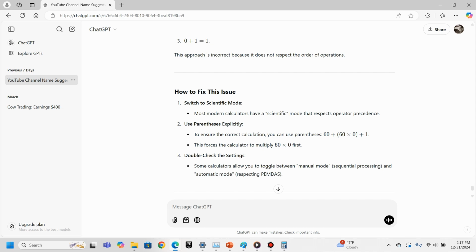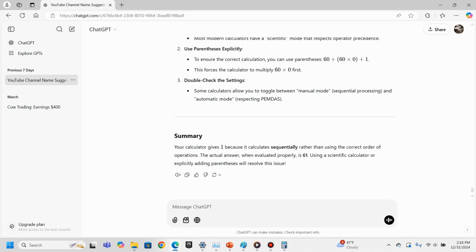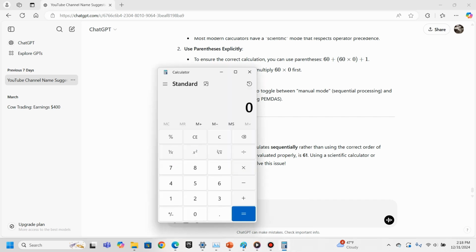Yeah, some calculators allow you to toggle between sequential processing and automatic mode. I'm not familiar with any that do that other than what I just showed you on the Windows computer. So your calculator is basically giving you 1 because it calculates sequentially rather than using the correct order of operations. The actual answer, when evaluated properly, is 61. Using a scientific calculator or explicitly adding parentheses will resolve the issue. And that's true, like I said, that's true in some cases.